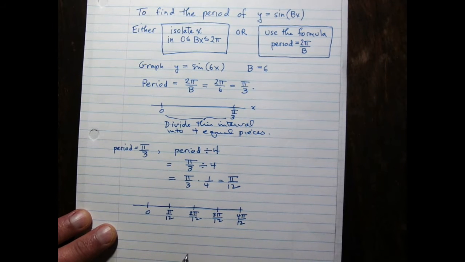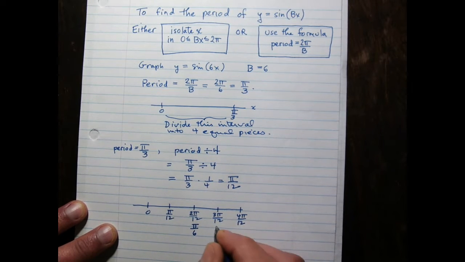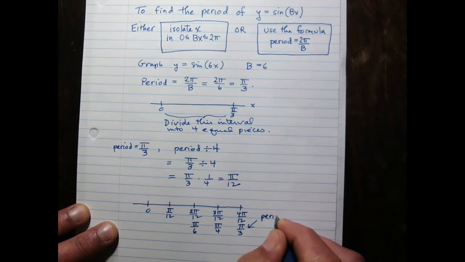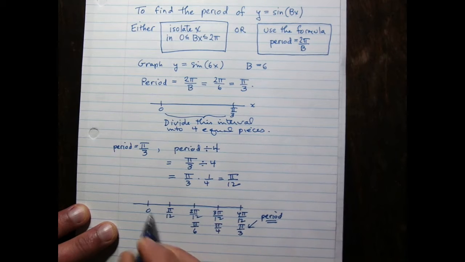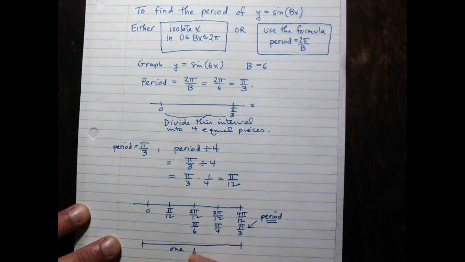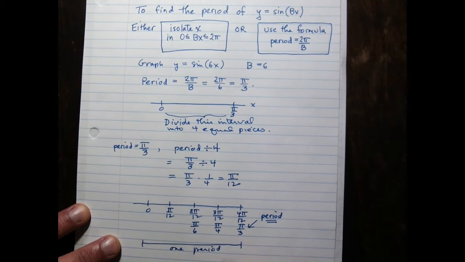Now, some of these fractions reduce. For instance, 2 pi over 12 is pi over 6. 3 pi over 12 is pi over 4. 4 pi over 12 is just pi over 3, and notice that's the period. So we took that period interval and sliced it into 4 pieces. There are actually 5 important points if we count 0. So just here's one period cut into pieces.